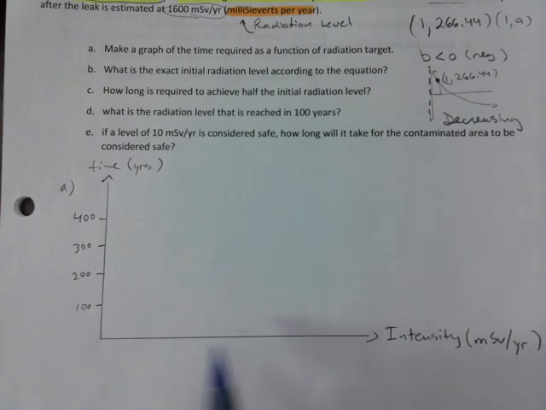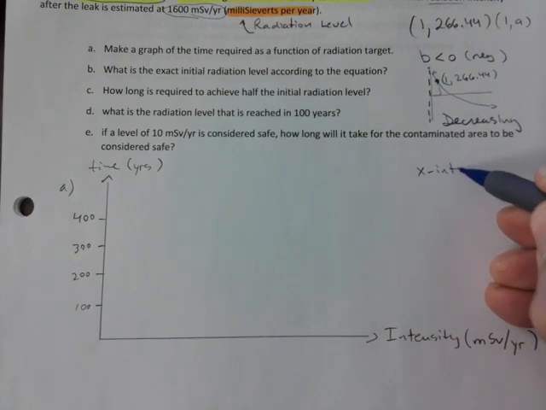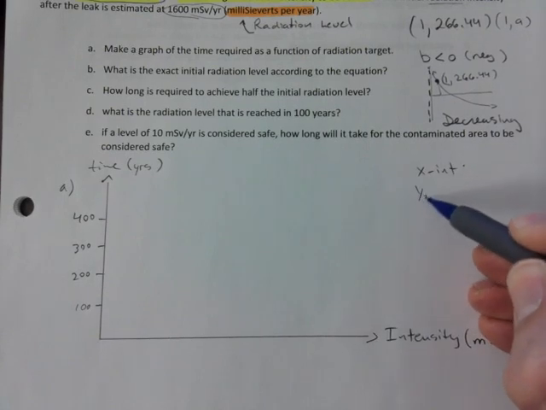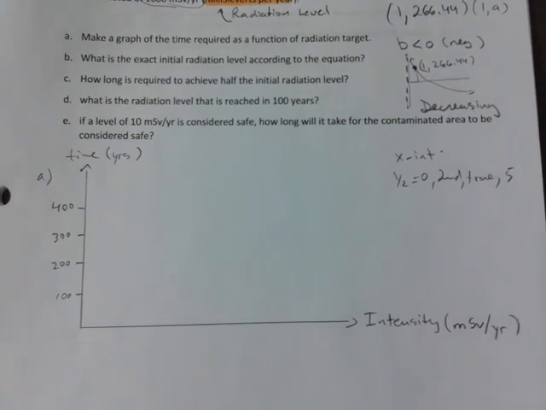What about here for my x-axis? Does it ever cross the x-axis? And the answer is yes. Logarithmics do have x-intercepts. You should probably include that. X-intercept, y2 is equal to 0, second trace 5. Let's go find that.